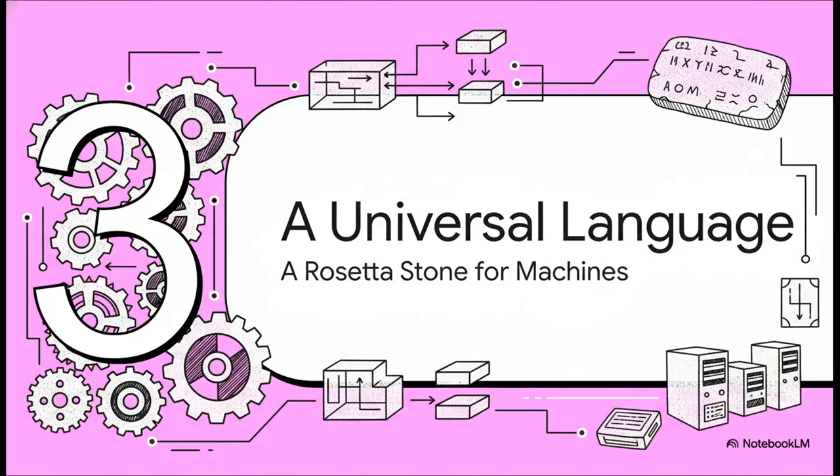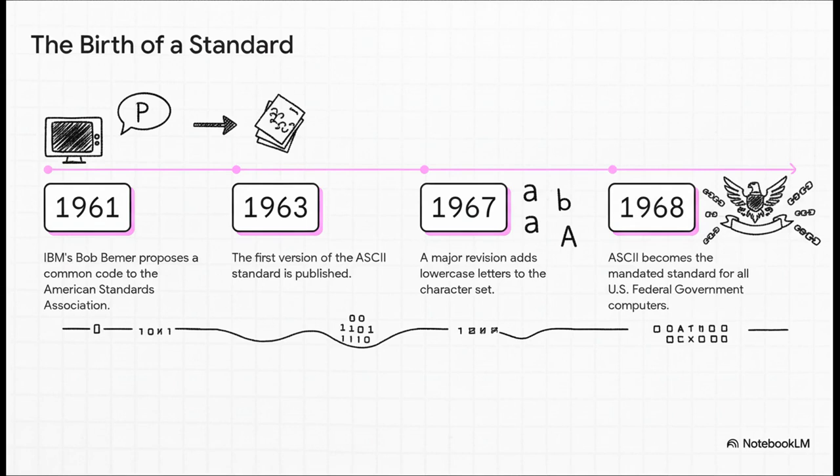So, back in the early 1960s, a group of really forward-thinking engineers got together. They set out to forge a kind of Rosetta Stone for machines, a single, universal code to finally bring some order to all that chaos. The whole journey kicked off in 1961 with a proposal from Bob Bemer at IBM. By 1963, they had the first version out. Then came a really crucial update in '67 that added lowercase letters. And believe it or not, that was a huge point of debate at the time. Then finally, in 1968, it became the official standard for the entire US government, which really cemented its place in history.